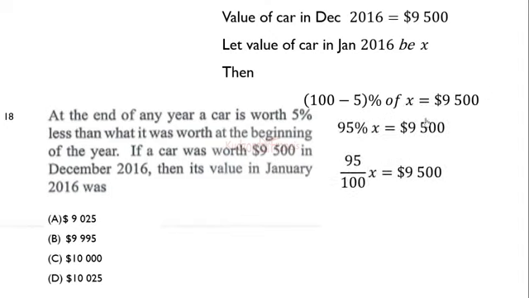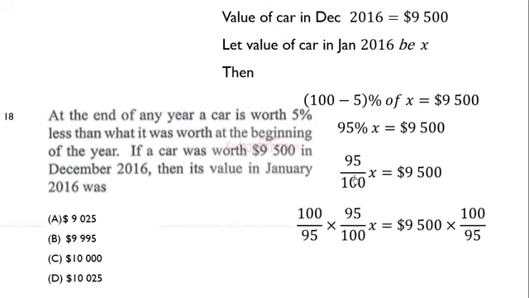So we can quickly solve this. 95 out of 100 times X equals 9,500. So we flip this and multiply both sides by that, so that we can get rid of this. When we simplify the right hand side, we get 10,000. So the correct choice is C.